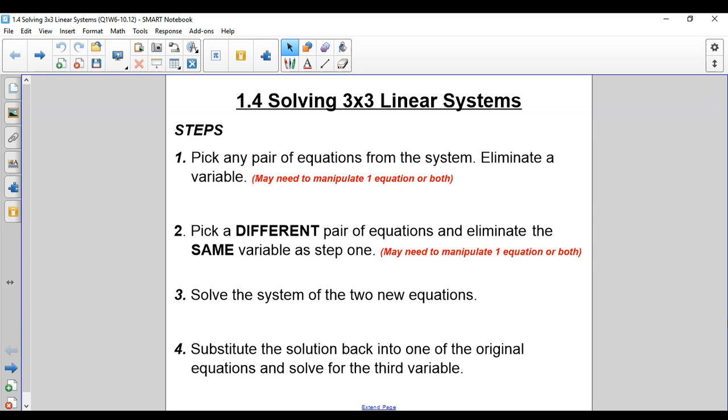Second step, we're picking a different pair of equations, but we're eliminating the same variable as step one. Again, you may need to manipulate one equation or both in order to get them to cancel. Next, what we're going to be left with is a 2x2 system, which we've spent time with already. We're going to solve that system. We're going to take those two solutions we find and substitute them back into one of the original equations and solve for the third variable.